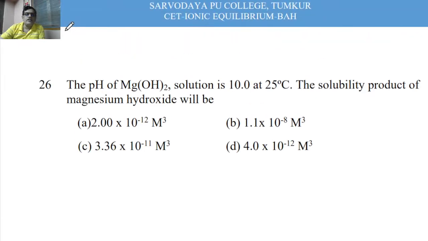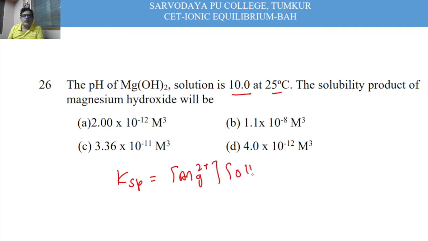The pH of magnesium hydroxide solution is 10 at 25 degrees centigrade. Calculate the solubility product. See, Ksp is equal to the concentration of Mg2+ and the concentration of OH- squared. So that's nothing but the equilibrium value.